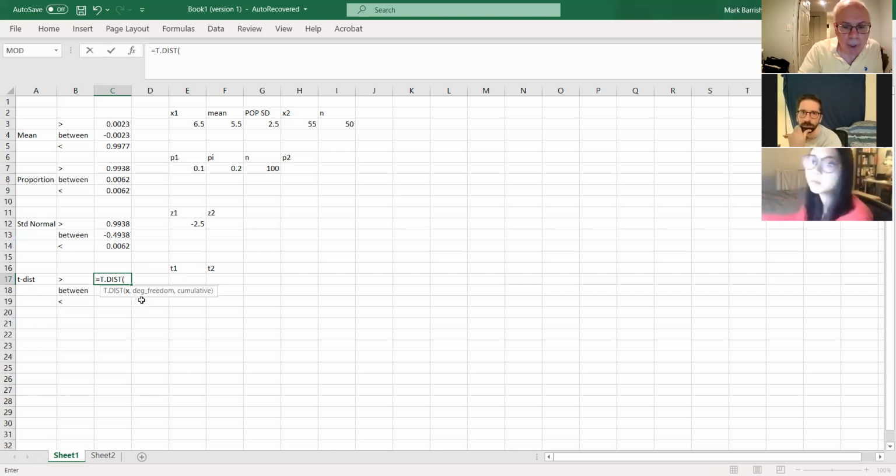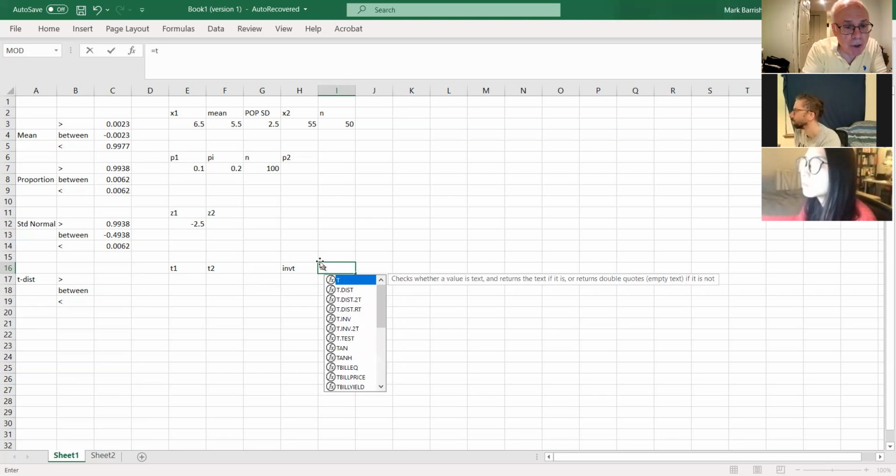So anyway, I'm going to leave that alone for a minute, and I'm going to put inverse t somewhere on here. So let's just put it over here. Inverse t. And let's see if we do inverse t, see if it works. Inverse t. No. T inverse. See if there's anything called t inverse. And it is. There it is. See it? T inverse, t dot inverse. All right. And they have a t dot inverse for 2 tails, but I'm going to try with the 1 tail.